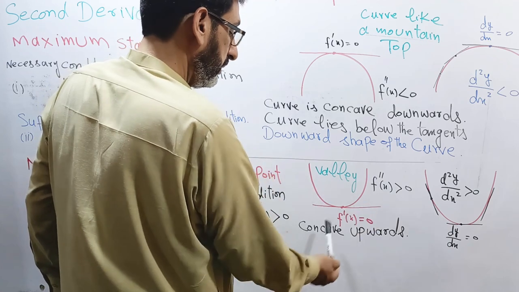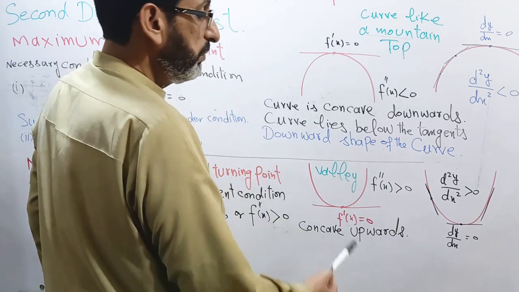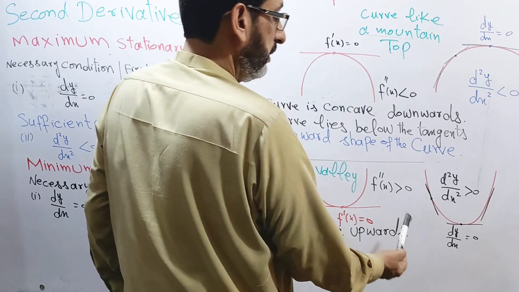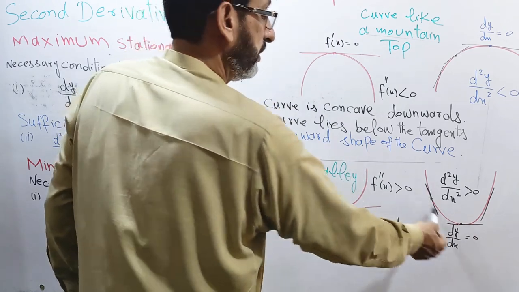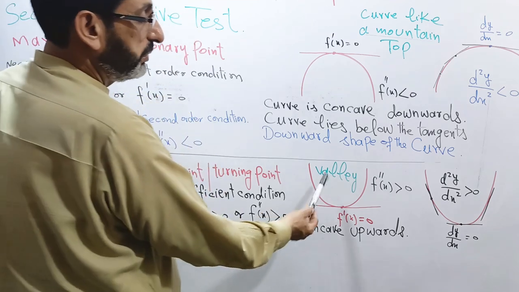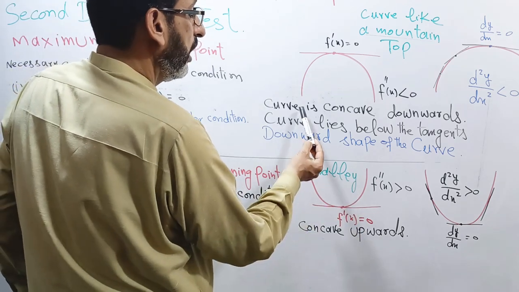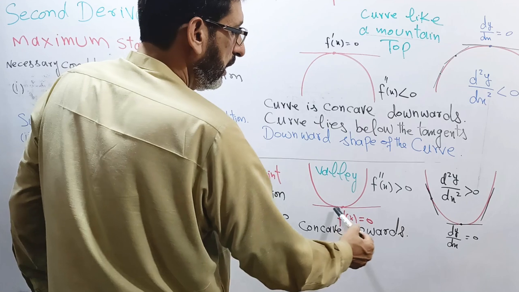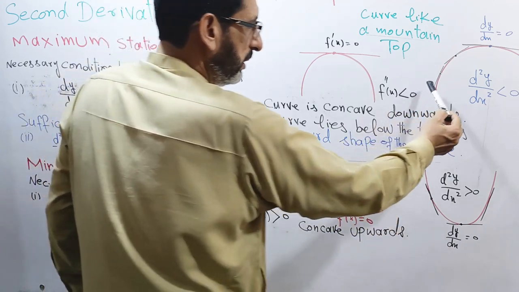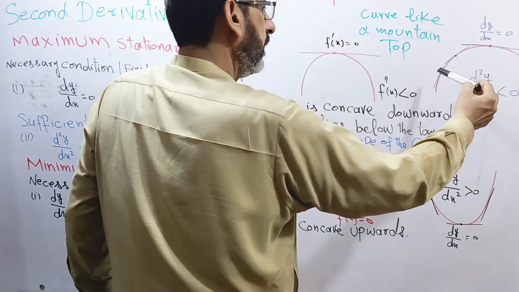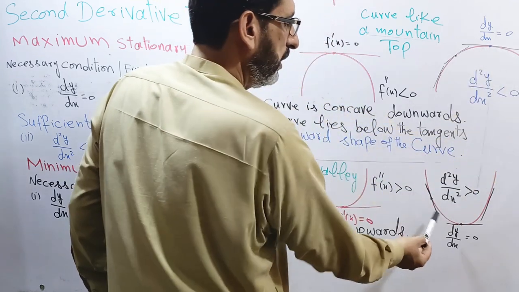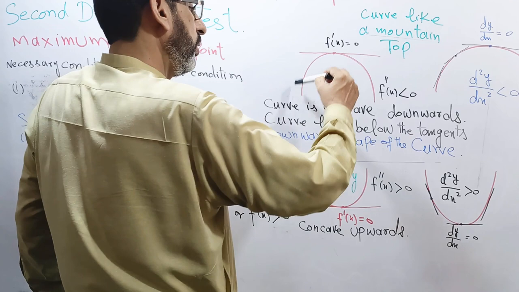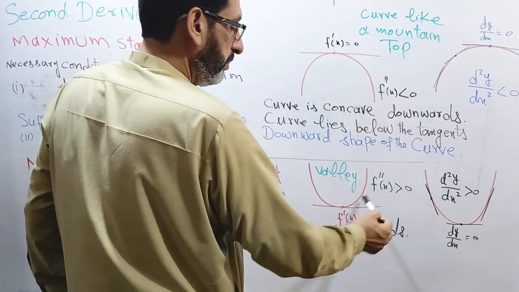and we say this curve is concave upwards. If we draw tangent at any point on this curve, curve lies above the tangents, and the shape of the curve is upward. Results of this curve are exactly opposite to these results. Here curve is concave downwards, and here we say curve is concave upwards. Here curve lies below the tangents, and here we say curve lies above the tangents, and this is the downward shape of the curve, and it is the upward shape of the curve.